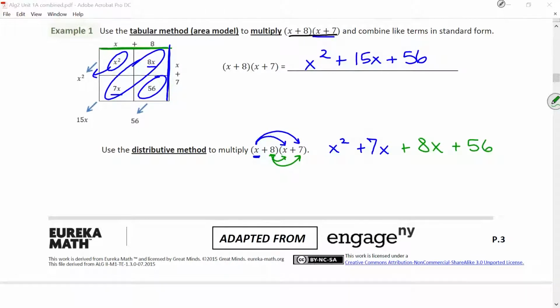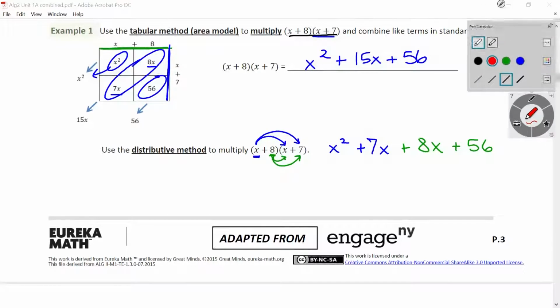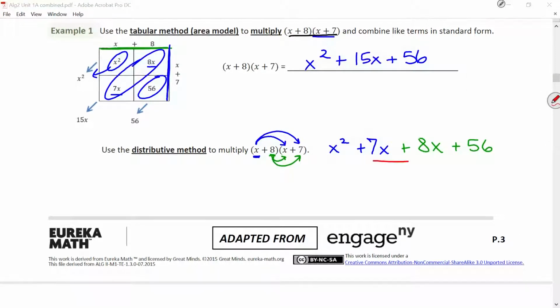Notice I get the same numbers, they're just not organized into a table or as an area. I now combine like terms, which again, these are like terms. It's not organized as nicely, but I can still do it here. And I have x^2 + 7x + 8x, which is again 15x, + 56.